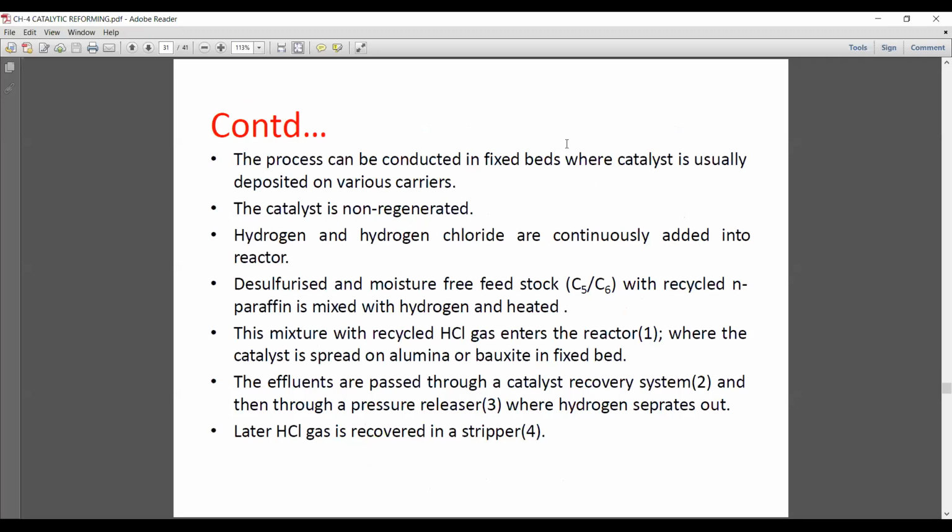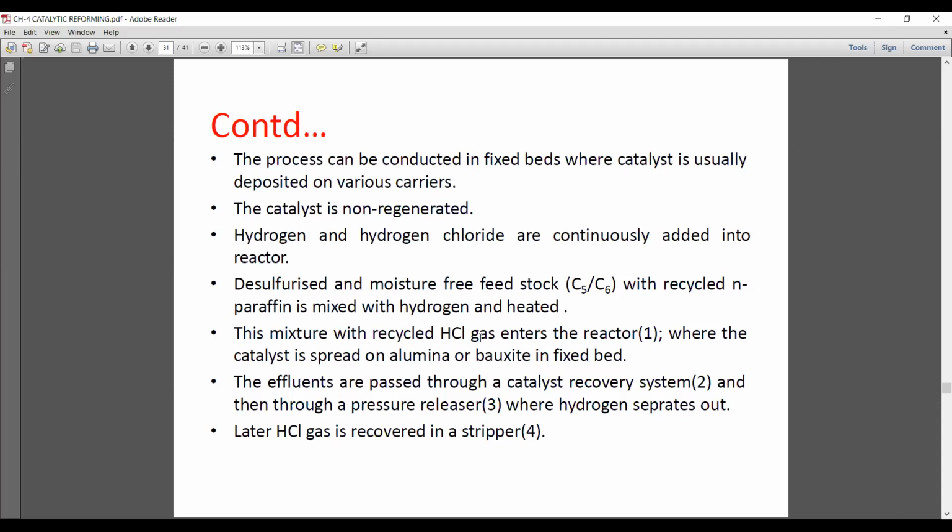The process can be conducted in 5 beds where catalyst is usually deposited on various carriers. The catalyst is non-regenerated. It cannot be regenerated. Hydrogen and hydrochloride are continuously added into the reactor. Desulfurized and moisture-free feedstock with recycled N-paraffin is mixed with the hydrogen and heated, which is the feedstock is almost C5 to C6 carbon molecules.